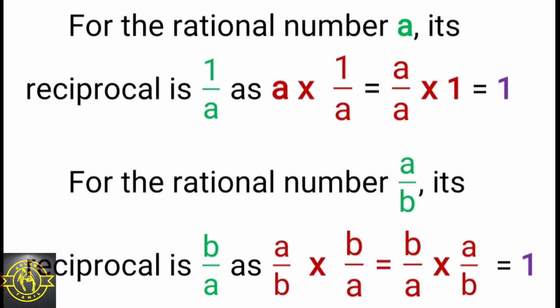For the rational number a by b, its reciprocal is b by a, and for the rational number a, its reciprocal is 1 by a.